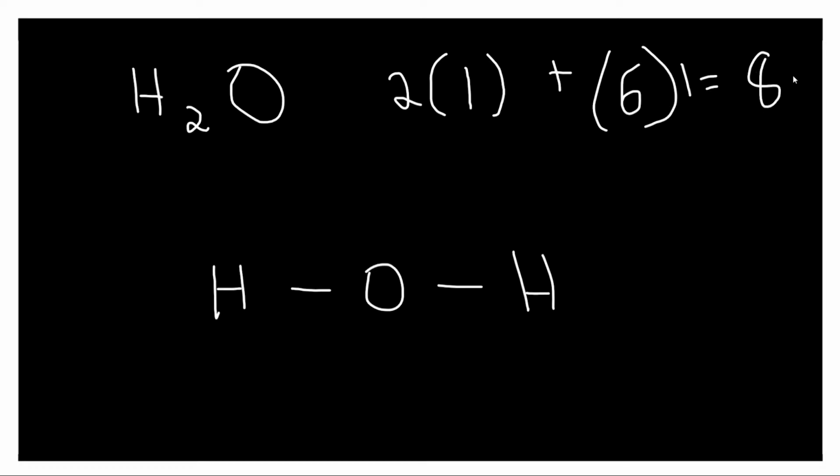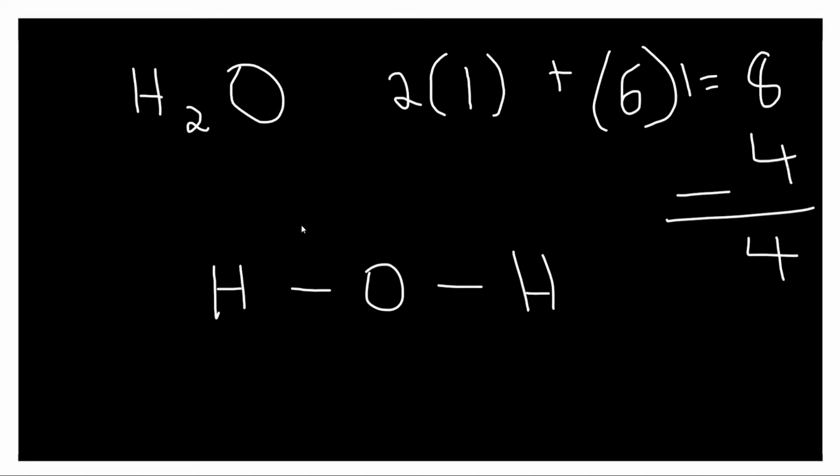So we have to subtract it from the total amount of valence electrons that we have. Then we get a final answer of 4. That means we have 4 electrons left to draw the valence electrons or the Lewis dot structure.